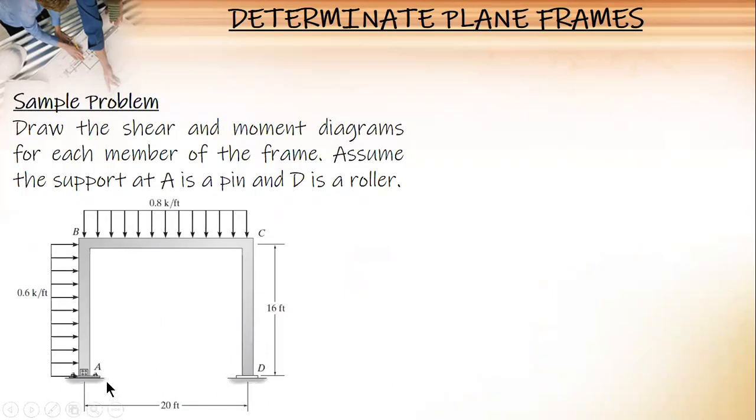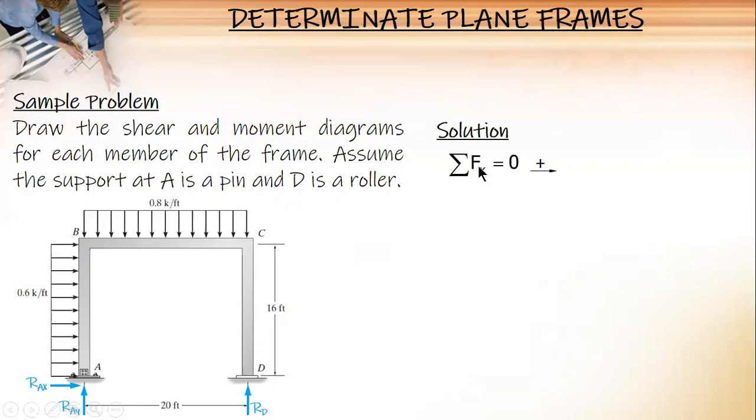So, for a pin, there are two reaction components: one along the member and one perpendicular to the member. And since the member is vertical, the components of the reaction are horizontal and vertical. And for this, since this is assumed to be a roller, you only have one reaction component, vertical. So we have three unknowns and three conditions of equilibrium, then we can solve for these reactions.